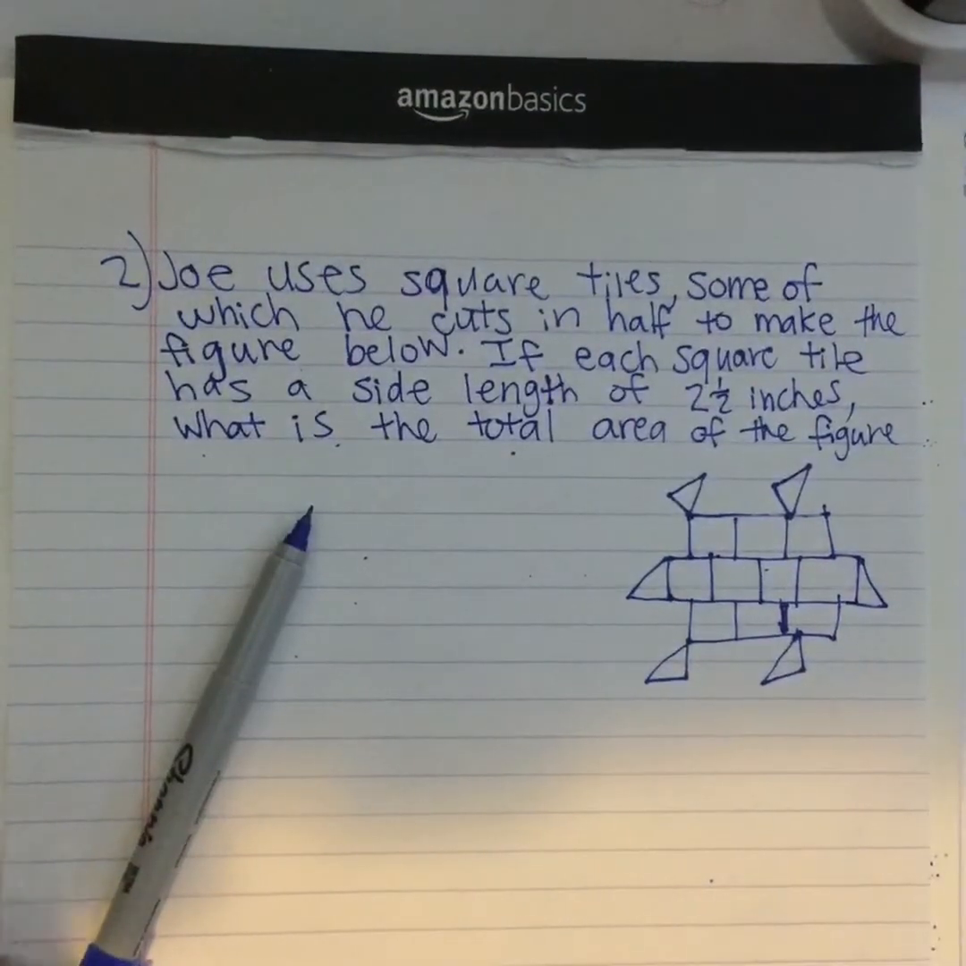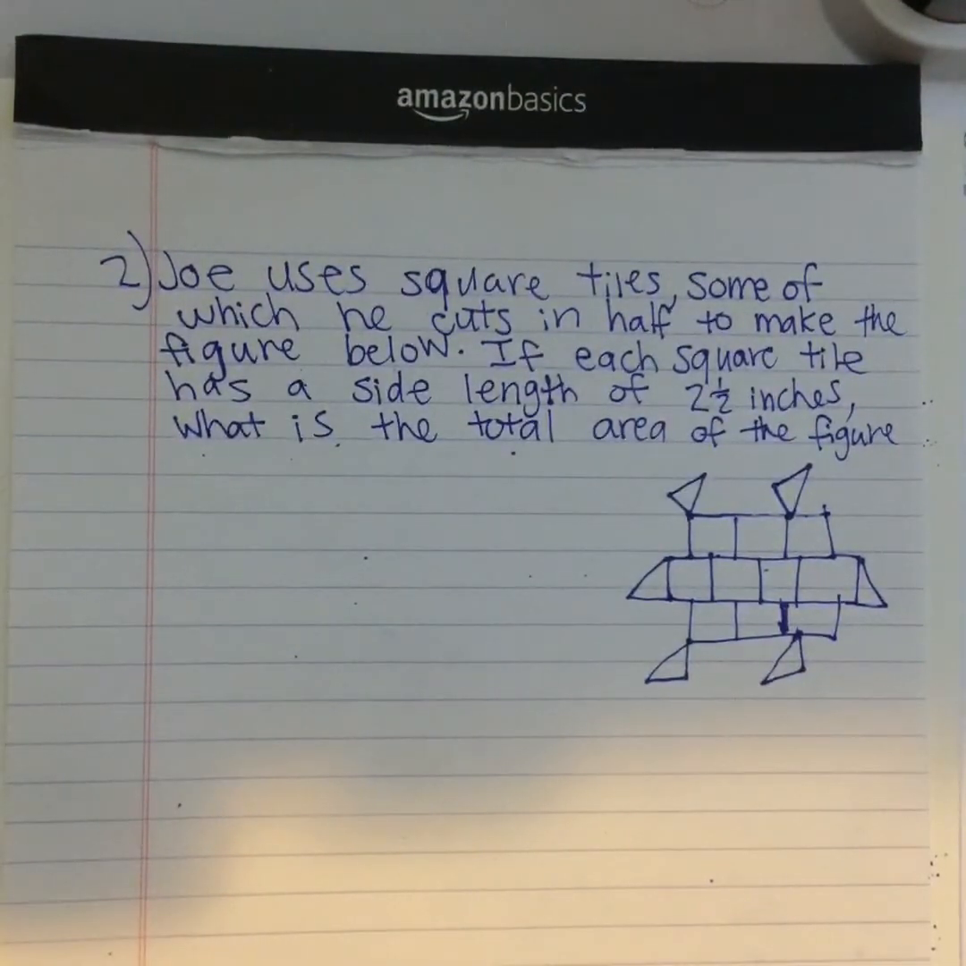All right, let's get started with problem 2. Let's read the problem first. Joe uses square tiles, some of which he cuts in half to make the figure below. If each square tile has a side length of 2.5 inches, what is the total area of the figure?